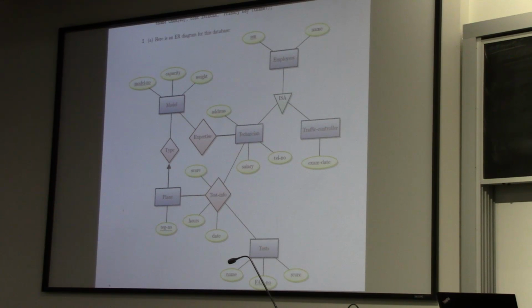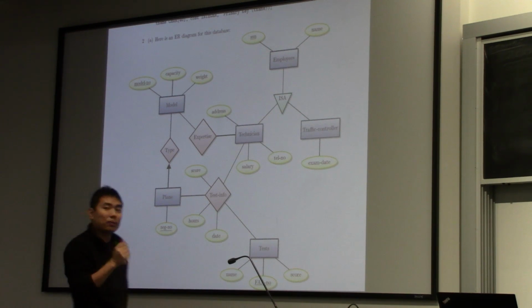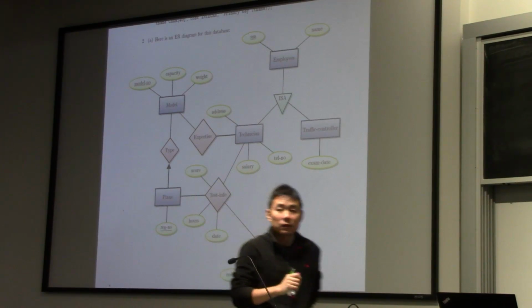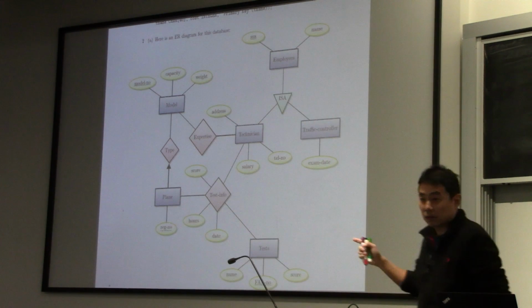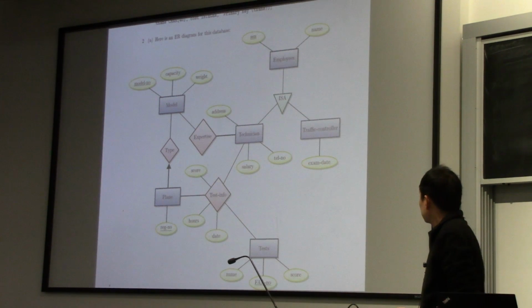Between your employees and your technicians, how did you determine how to split those attributes? Well, the common attributes go to the parent entity set. The children entity set specific attributes go to the children entity set. Wouldn't salary be common across every employee?